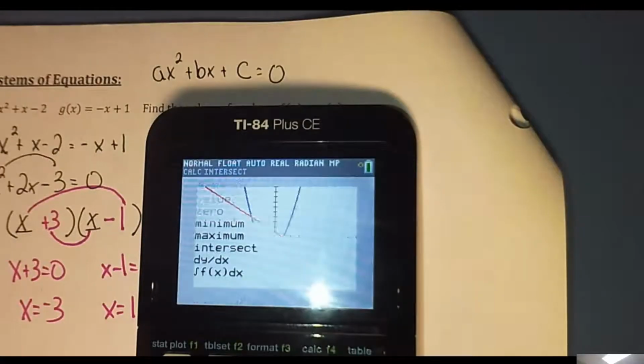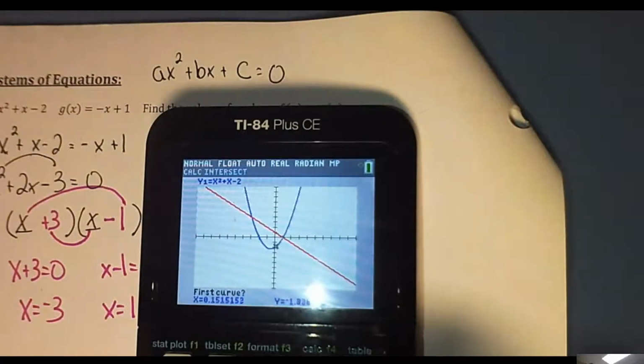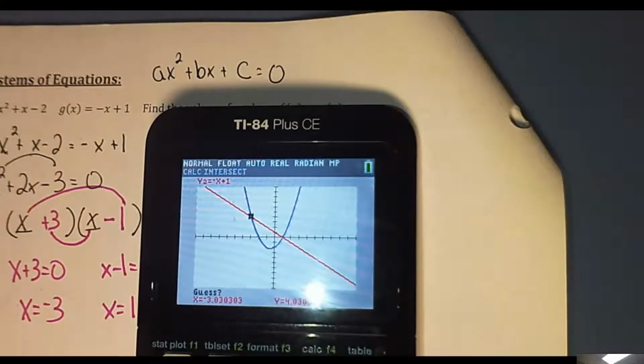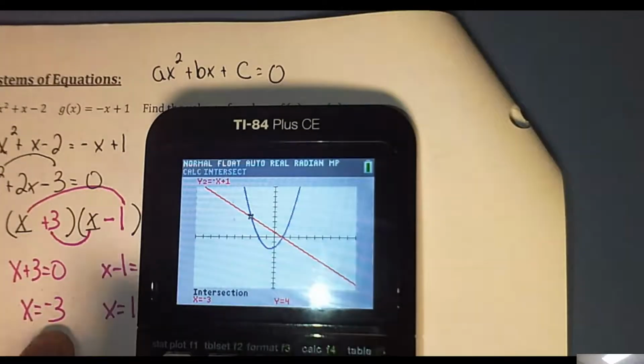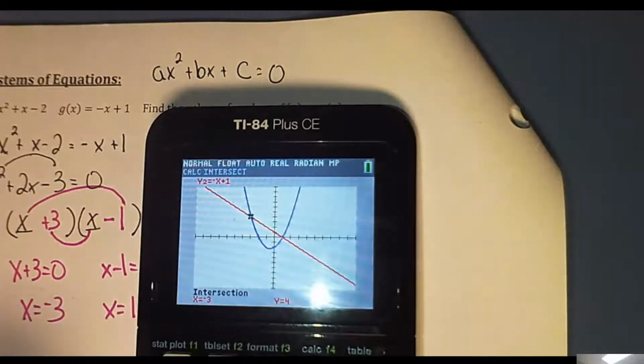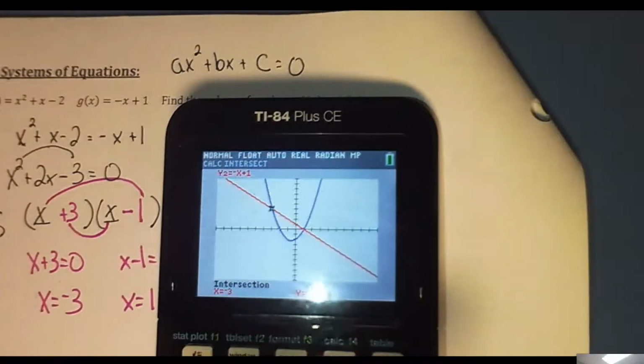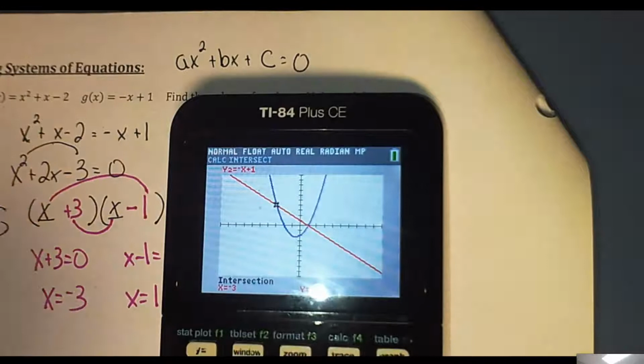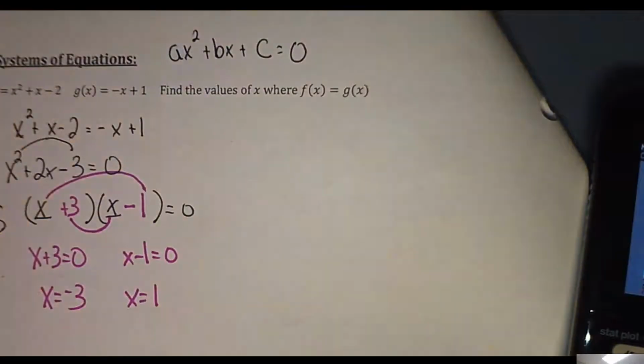All right? And then on the other one, I'll do it again, second trace, choose option 5. I'm going to move over here, and I'm going to enter 3 times. And when I'm done, there's my other answer, x is negative 3. Okay? So those are your two answers. So you can solve it by hand, and we did that with factoring, and you can solve it with the graphing calculator because it's a systems of equations.